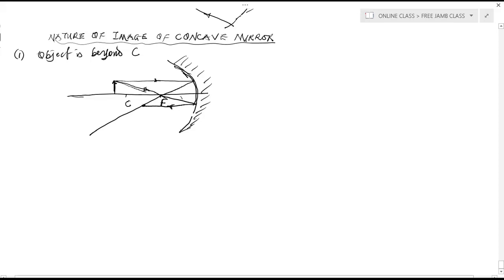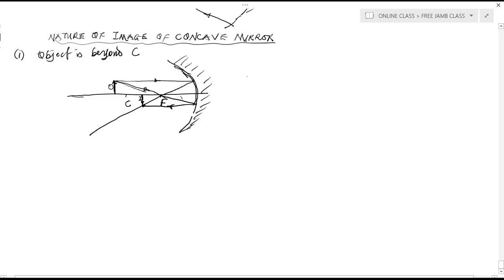Where they now meet, you will draw your image down to it with an arrow towards the point of intersection. You can see the object here. See the size of the object. See the size of the image here. This is the O, object, here. This is the I, image, here.